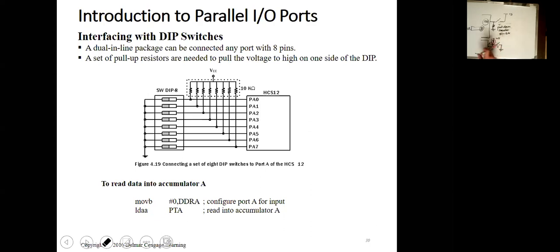So when you use this configuration and the switch is opened, this resistor has the responsibility of pulling the voltage at this node to logic high. That's why it is called a pull-up resistor. And the same thing, it is in the range from 5K to 10 kilo ohms.